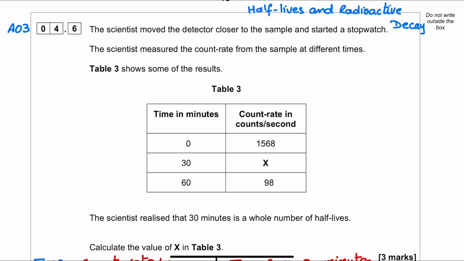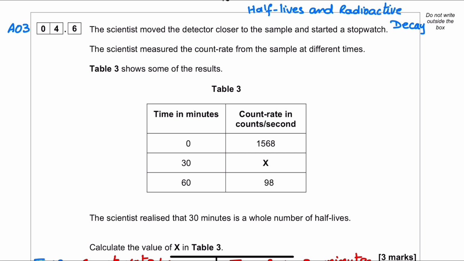Table number 3 is given here, with the time in minutes, and the count rates in counts per second given in the second column. The scientist realized that 30 minutes is a whole number of half-lives, so the count rate here comes out as a whole number. Calculate the value of x in the table.